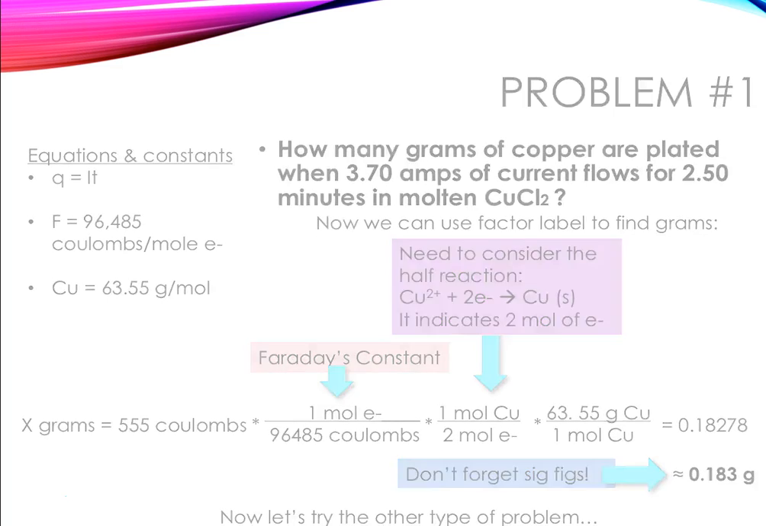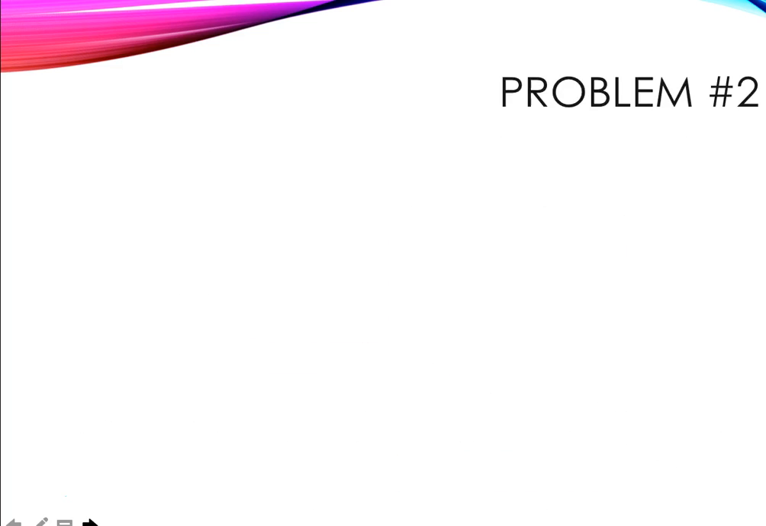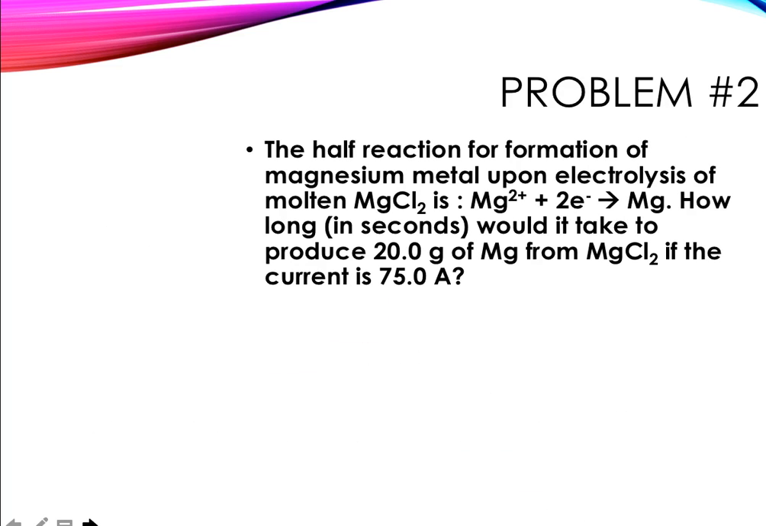Because it's good practice. So here's the problem. The half reaction to deposit magnesium metal when molten magnesium chloride is electrolyzed is magnesium ions plus 2 electrons makes magnesium metal. How long in seconds would it take to produce 20 grams of magnesium at a current of 75.0 amps? Sounds good? Again, pause the problem, try to do it on your own, and then we'll come back and compare our work. That's really the best strategy. Just watching me do the problem doesn't help you learn how to do it on your own.